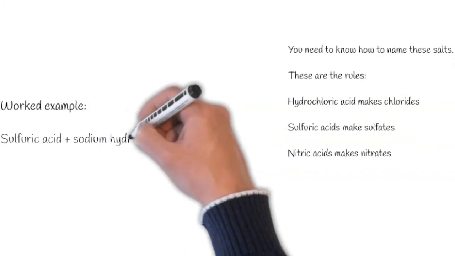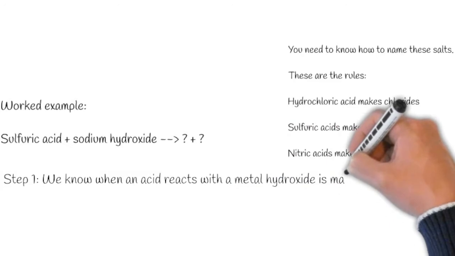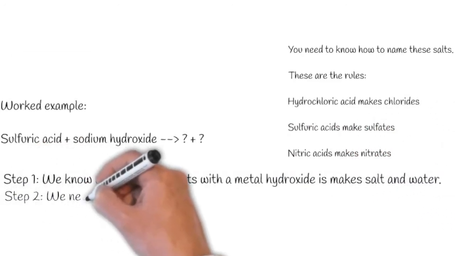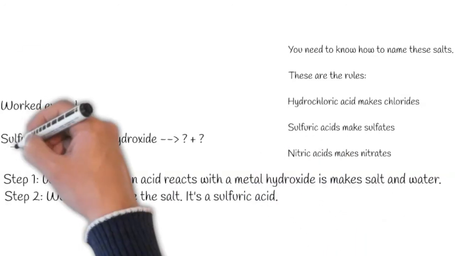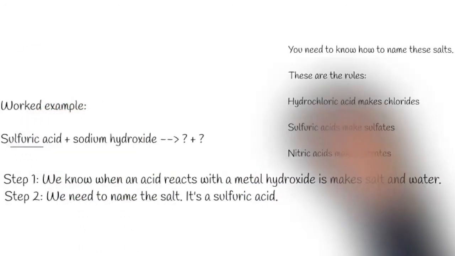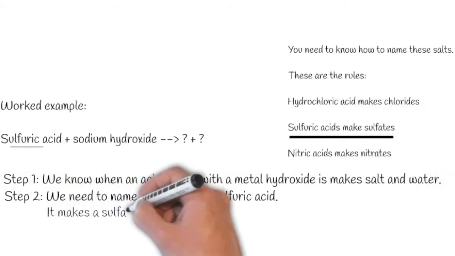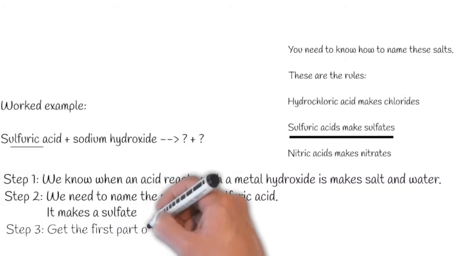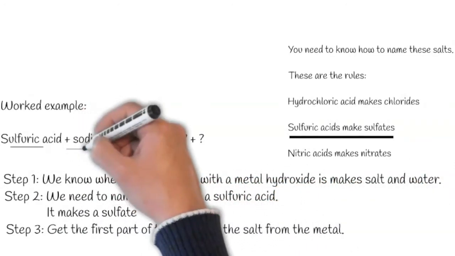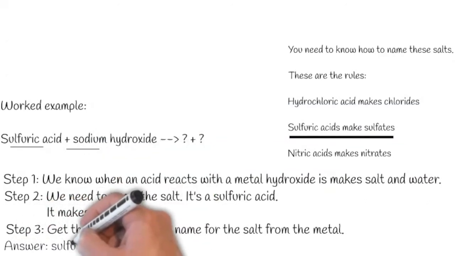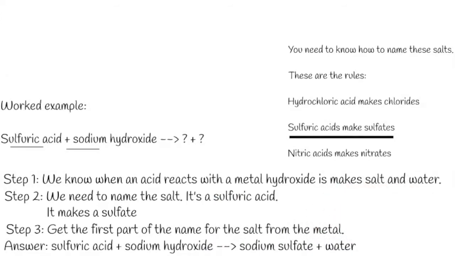Let's do another one. Sulfuric acid plus sodium hydroxide makes what? Again, step 1, we know that an acid reacts with a metal hydroxide to make salt and water. We need to name the salt. It's a sulfuric acid, as you can see here, and they make sulphate. Again, we need to get the name of this sulphate from the metal that's been reacted, from the metal hydroxide. It's sodium, so the answer is sulfuric acid plus sodium hydroxide makes sodium sulphate plus water.